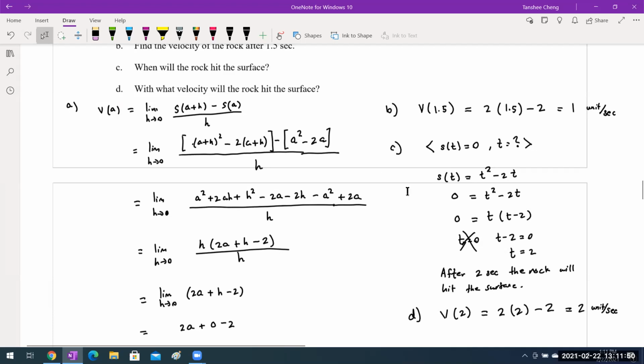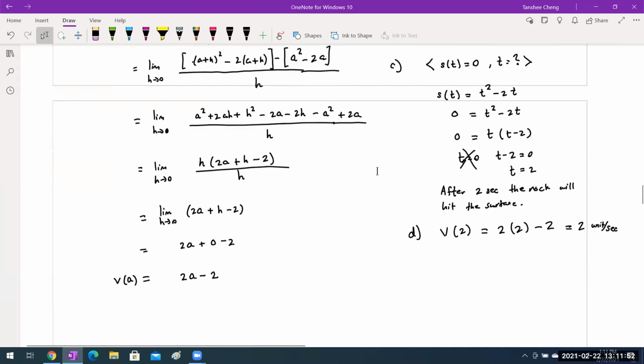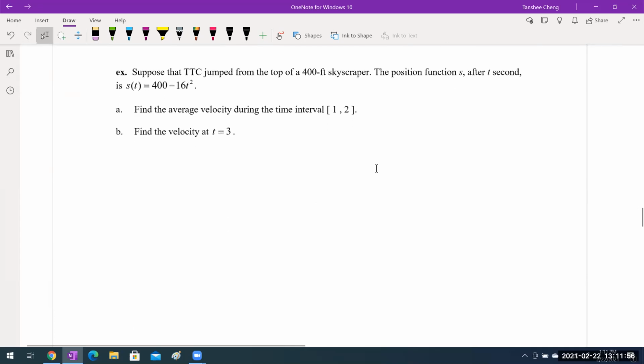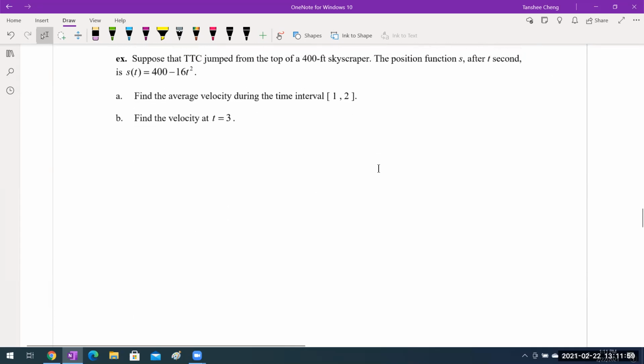Okay. So with this example, you can try it yourself on example number E, the next example. Pause for a second and then try it out and then check the answer with me.